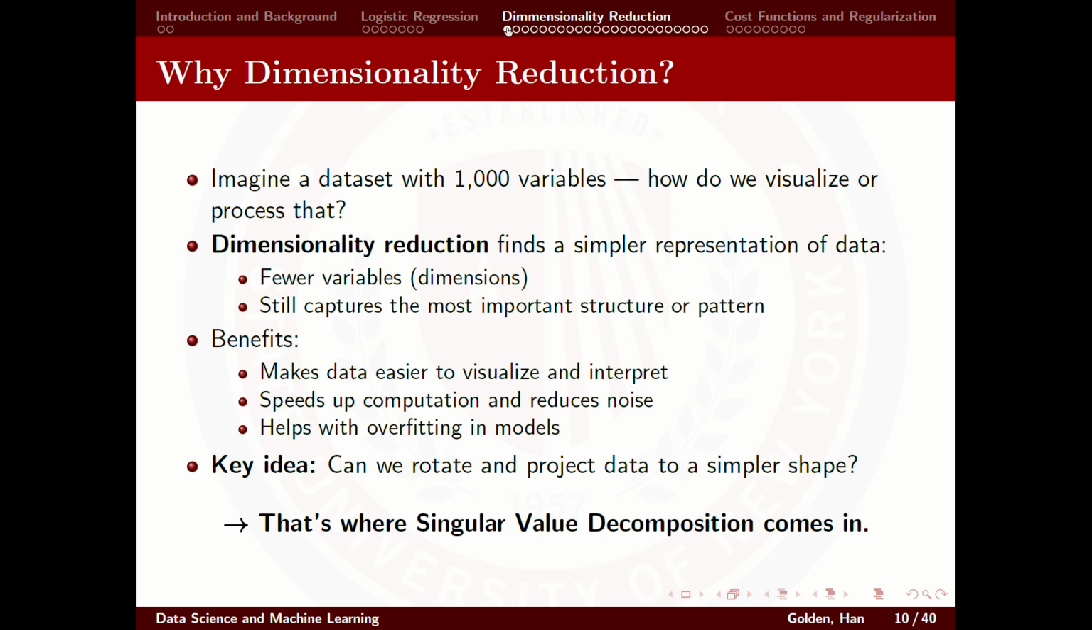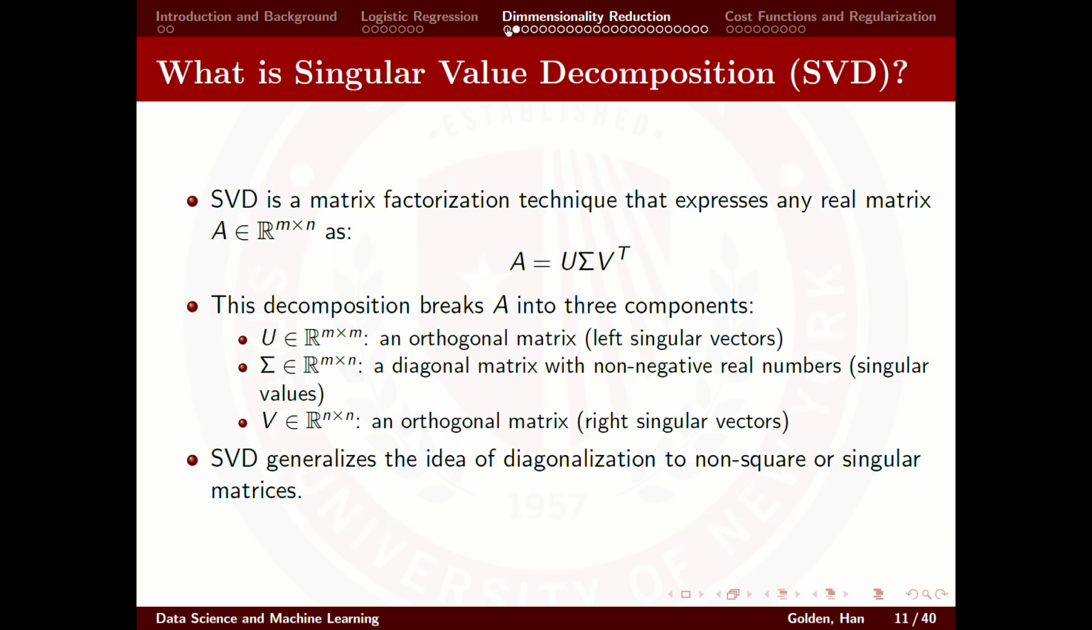Dimensionality reduction finds a simpler representation of the data with fewer variables that still captures the most important structure or pattern. It makes data easier to visualize and interpret, speeds up computation, reduces noise, and helps with overfitting in models. The key idea is asking, can we rotate and project the data onto a simpler shape? And that's where singular value decomposition comes in.